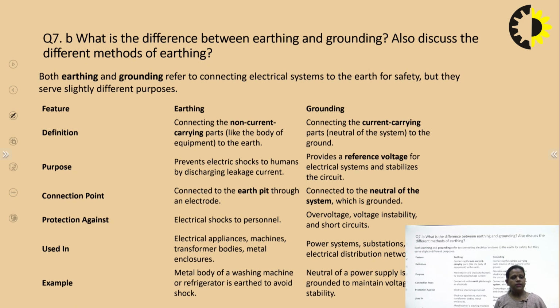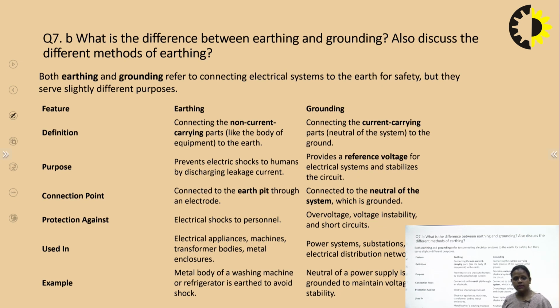Now coming to the last question, that is question number 7B. This is, what is the difference between earthing and grounding? Also discuss different methods of earthing. So this question is in two parts. In the first part, the difference between earthing and grounding is asked, and in the second part, you have to discuss different methods of earthing.